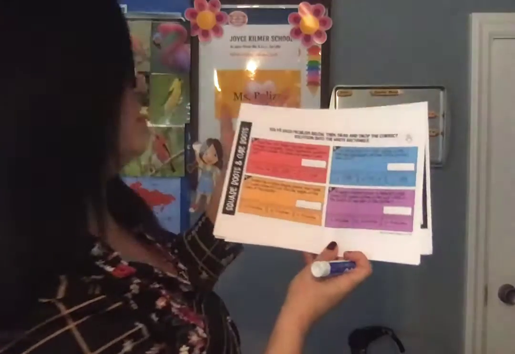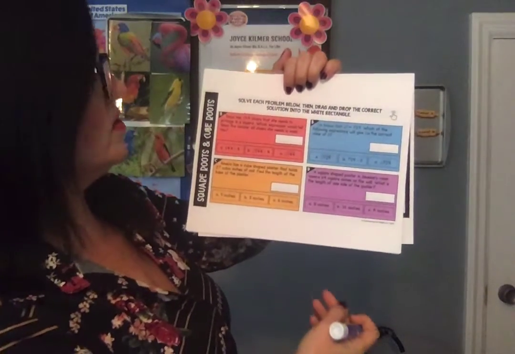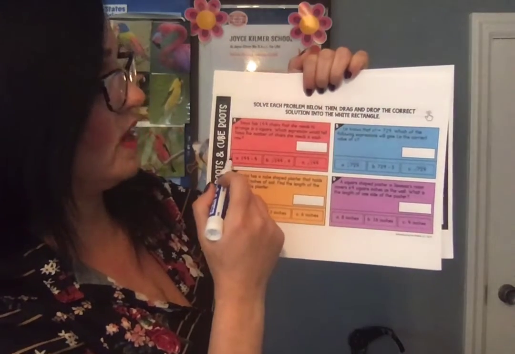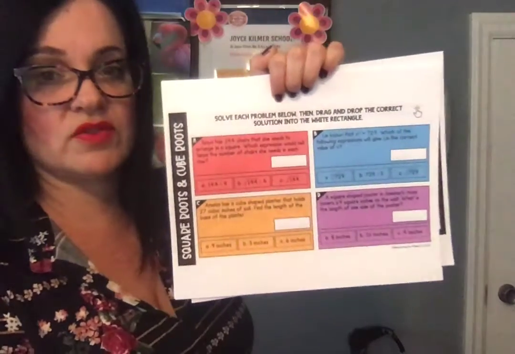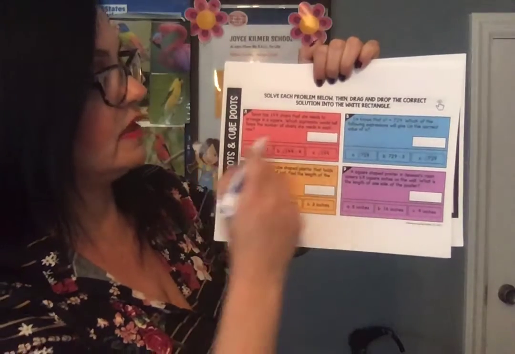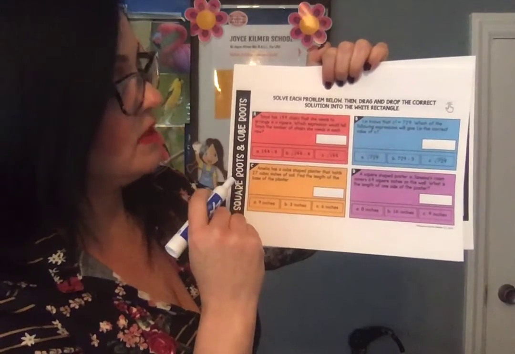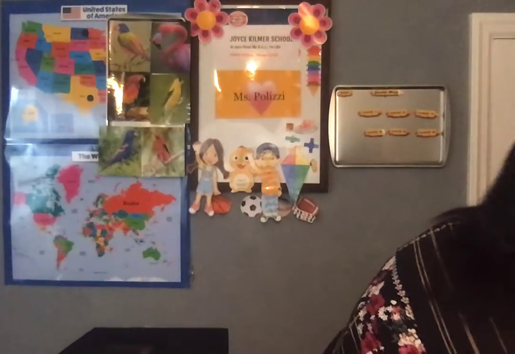Okay, so let's look at this page. This page here, you have A, B, C, D, some problems, and for each problem, you have 3 choices for the correct answer. So once you figure it out, you'll drag and drop that correct A, B, or C into the white box here. So let's look at some of those problems and what they might look like.